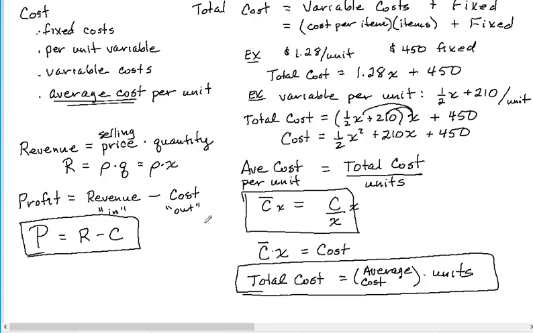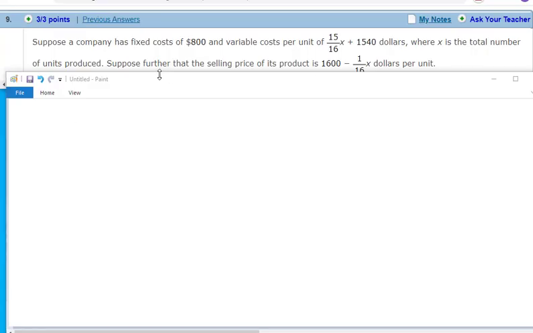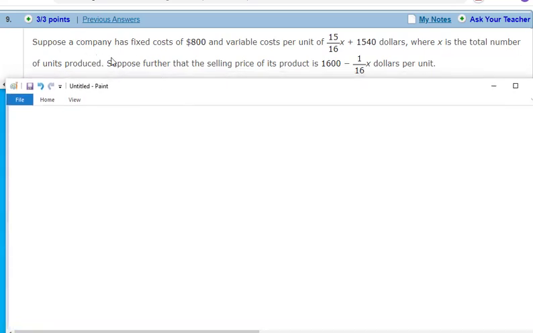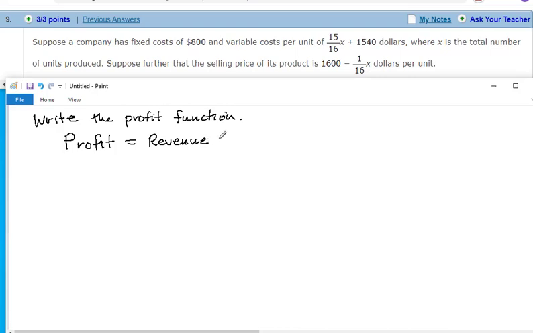Let's do one example. We're going to do part of problem number 9 from the homework. Suppose that a company has fixed costs of $800, variable cost per unit of 15/16 x plus 1540. x is the total number of units produced. Suppose further that the selling price of the product is 1600 minus 1/16 x. Here's our question. Write the profit function. Profit is revenue less cost.